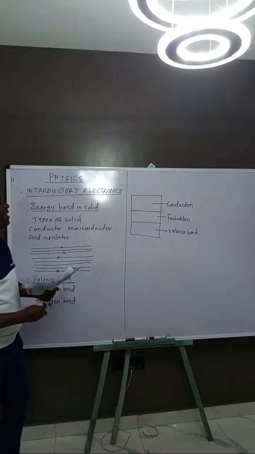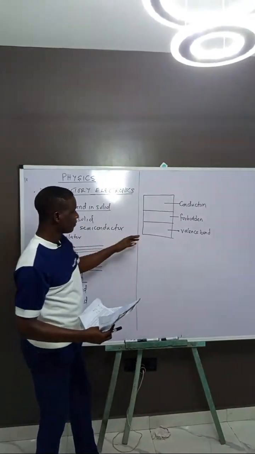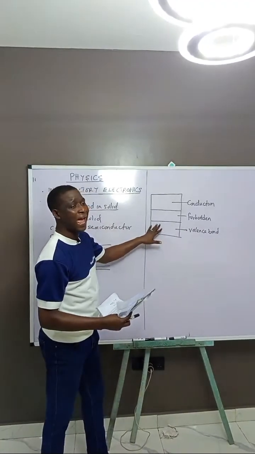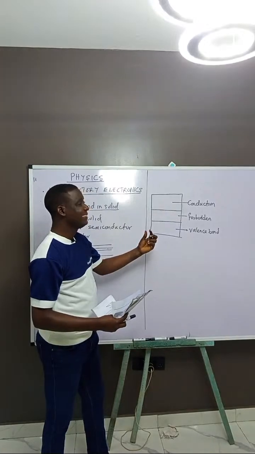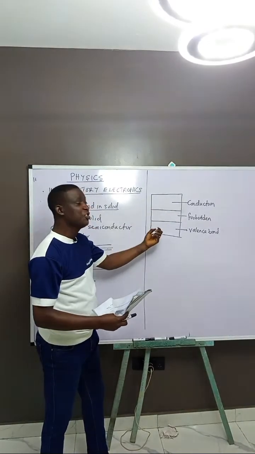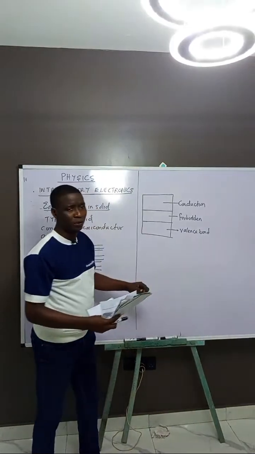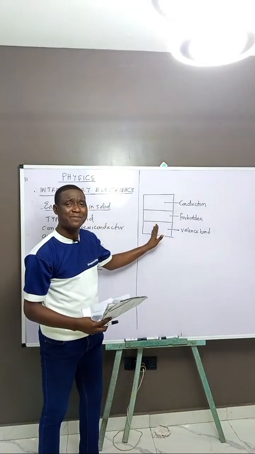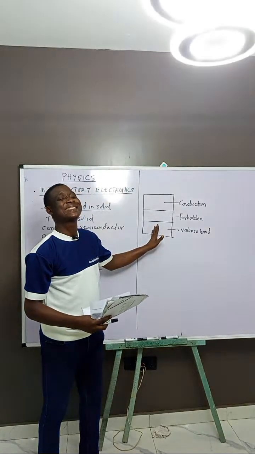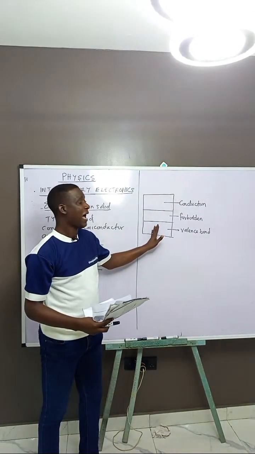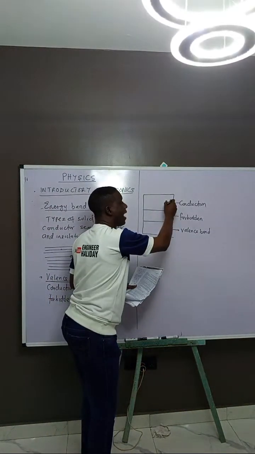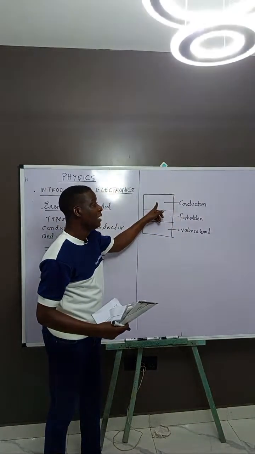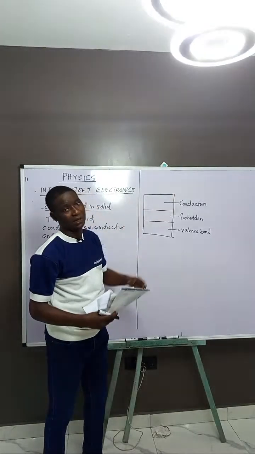Now, the valence band is where the electrons actually reside, and these electrons are close to each other, thereby reducing the mobility of the electron to zero. So the electrons are closely tied in the valence band with zero mobility, while in the conduction band the electrons are separated from their parent atom and they are mobile.